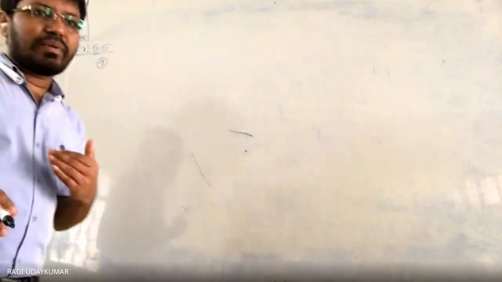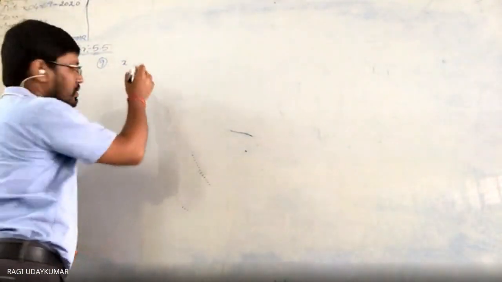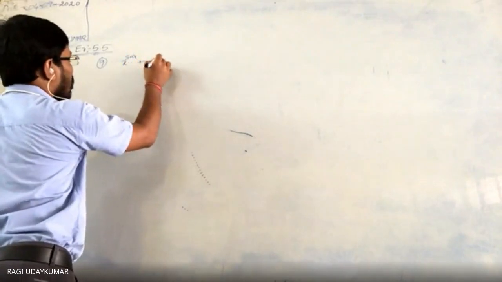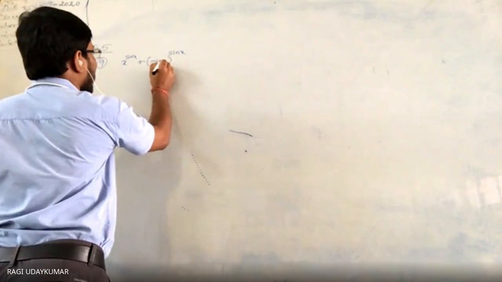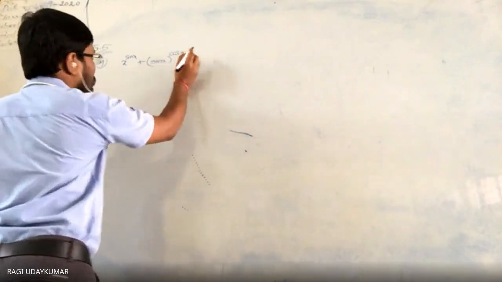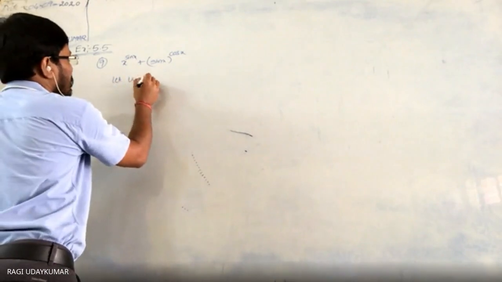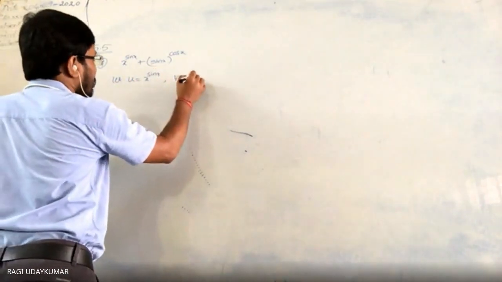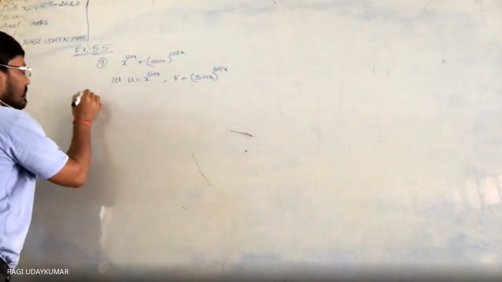So the question is given: x power sin x plus sin x to the power of cos x. Sorry, sin x to the power of cos x. This is the question, same model, there is no change. Let u equal x power sin x, and v equal sin x to the power of cos x.